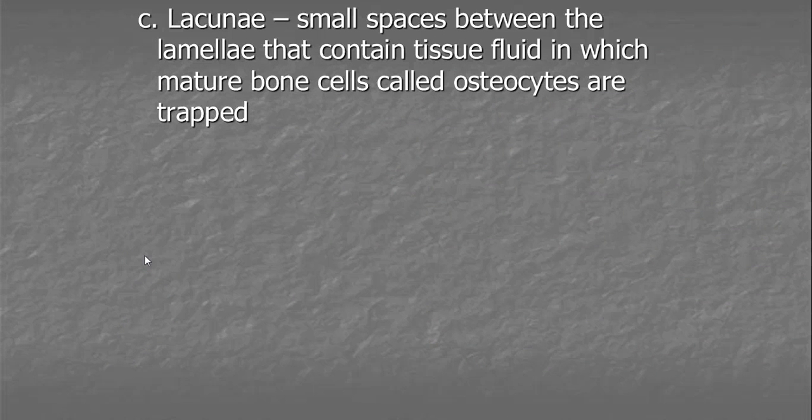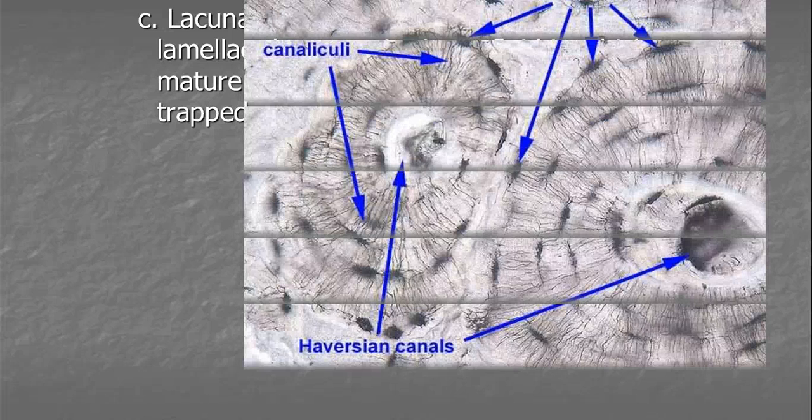Lacunae. Everybody say lacunae. Lacunae are the small spaces that exist between lamellae. They're those small, darkened, oval-looking circles. They contain a little bit of fluid, and inside of that fluid is where the mature bone cells, otherwise known as osteocytes, are trapped, and that's where they exist.